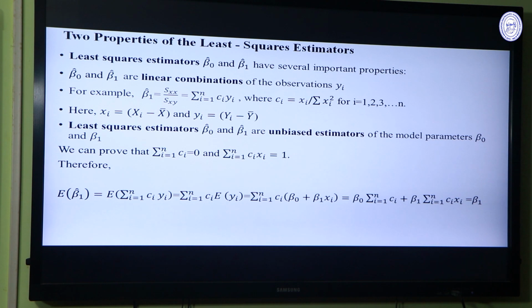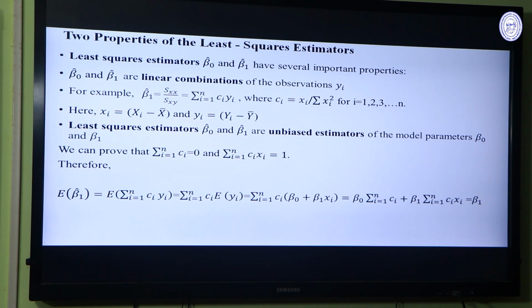And the second proof is that these least square estimators, that is beta 0 hat and beta 1 hat, are unbiased estimators of the model parameters beta 0 and beta 1. Unbiased means the expected value of beta 0 hat will be beta 0, and the expected value of beta 1 hat will be beta 1. This is clear. Now, I have done the deduction for the expected value of beta 1 hat, and I will ask you to solve the expected value of beta 0 hat at your home.